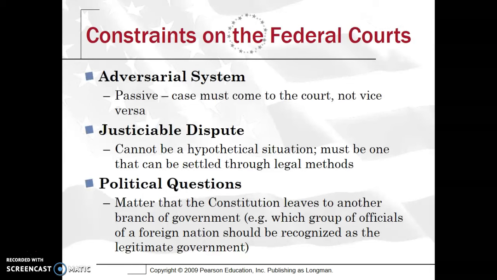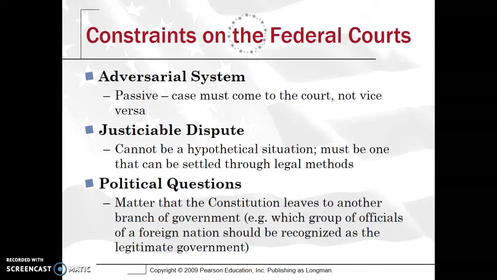So it cannot be active in saying, okay, we want you to sue this person or you to sue the government over this issue. The court has to wait for basically a case to come up for the rule of 4 to kick in. So that's important to note. As we said earlier, this cannot be a hypothetical situation. The court only rules on actual cases. It's one that can only be ruled through legal methods. So again, it has to be an actual case.